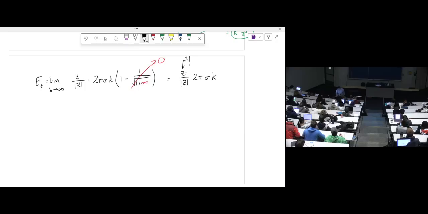plus or minus 1. 2 is a constant, pi is a constant. You've got uniform charge density. That's a constant. K is a constant. Your electric field strength is constant no matter how far away you are from it.